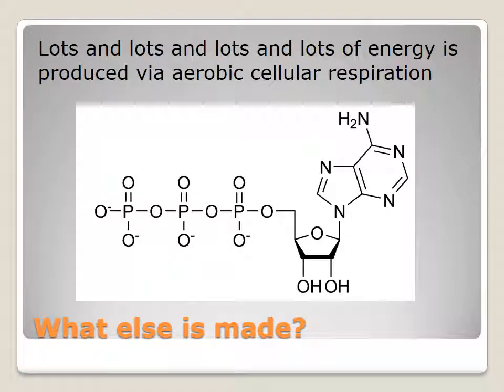As we break down glucose, as we break the bonds of glucose, we steal those energetic electrons, and we can use those energetic electrons to produce this molecule. What is this molecule? That's right, adenosine triphosphate. And you can tell because it's got those 3 phosphates on it. ATP.